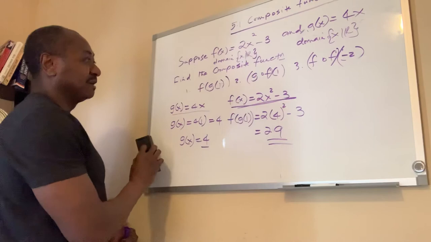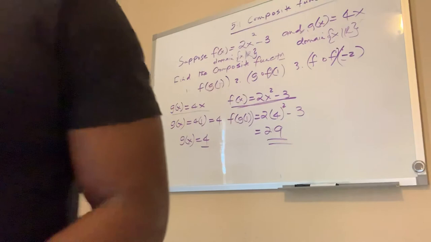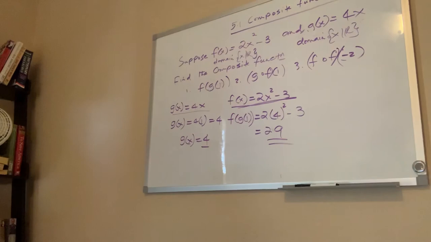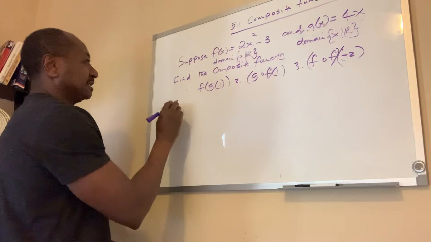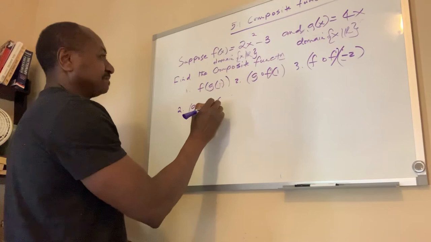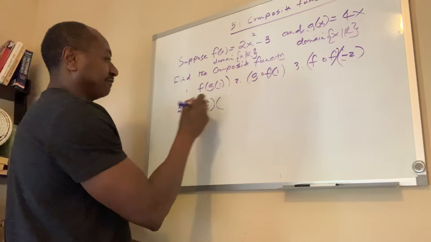And we're going to move on. Since the whiteboard is small, and won't fit a whole lot, I'm going to take that one out, and then we're going to go to two. Two says we're going to evaluate the function f of g of 1. No, sorry, g of f of 1.